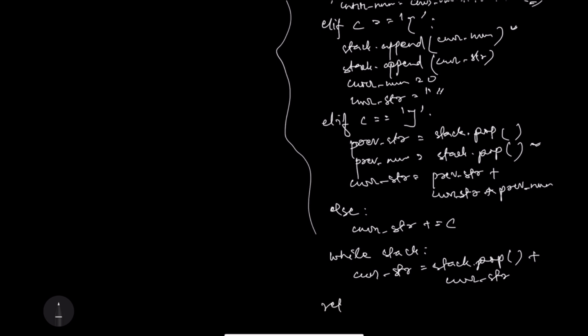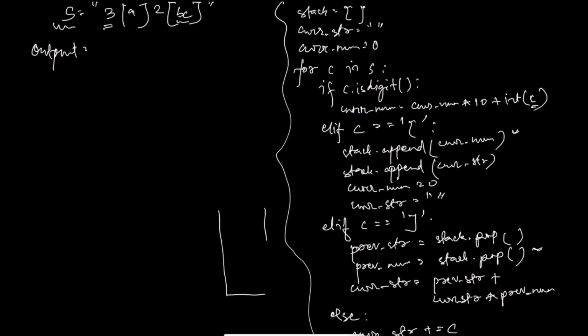And in the end, we will be returning our current string. We would first initialize a stack, and we would have our current string as an empty string and our current num as 0. Later in our code, we also have previous string and previous num.